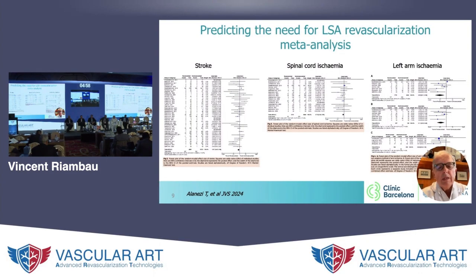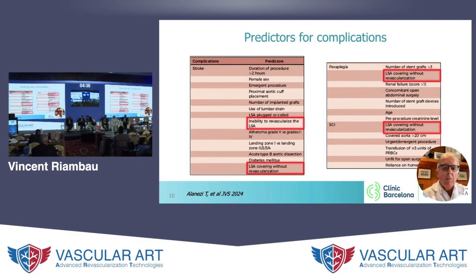From the literature, looking at this particular meta-analysis, we know that the need for revascularization is totally justified because in favor of revascularization you reduce the stroke risk, you reduce the spinal cord ischemia, as well as the left heart ischemia. There are different kinds of predictors for complications, but for stroke, paraplegia, and spinal cord ischemia, one of the most important or relevant factors is the left subclavian artery coverage without revascularization.